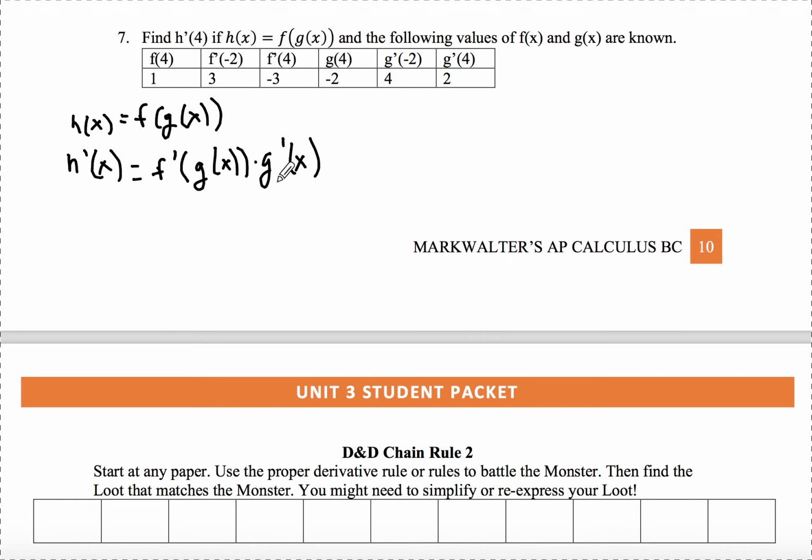We do this especially for free response questions on the AP exam because they often will score this. Then we can plug in our value. h prime of 4 is going to be f prime of g of 4 times g prime of 4. See if you can use the table to figure out this value now.